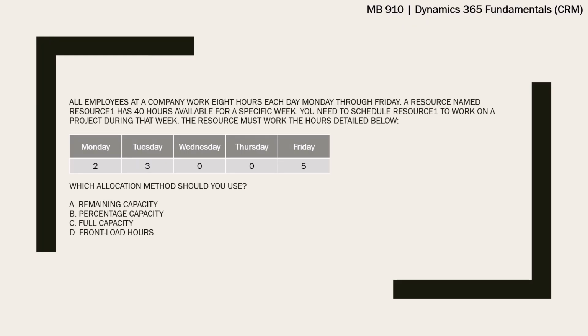All employees at a company work 8 hours each day, Monday through Friday. A resource named Resource 1 has 40 hours available for a specific week. You need to schedule Resource 1 to work on a project during that week. The resource must work the hours detailed below. Which allocation method should you use?